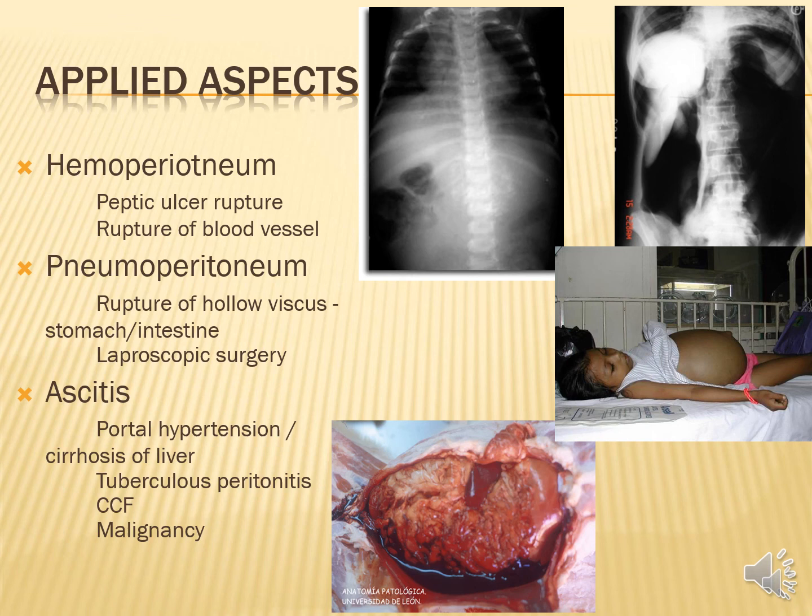Ascites can be seen in this picture, a girl affected by ascites, and the reason can be portal hypertension, tuberculous peritonitis, CCF, or malignancy.